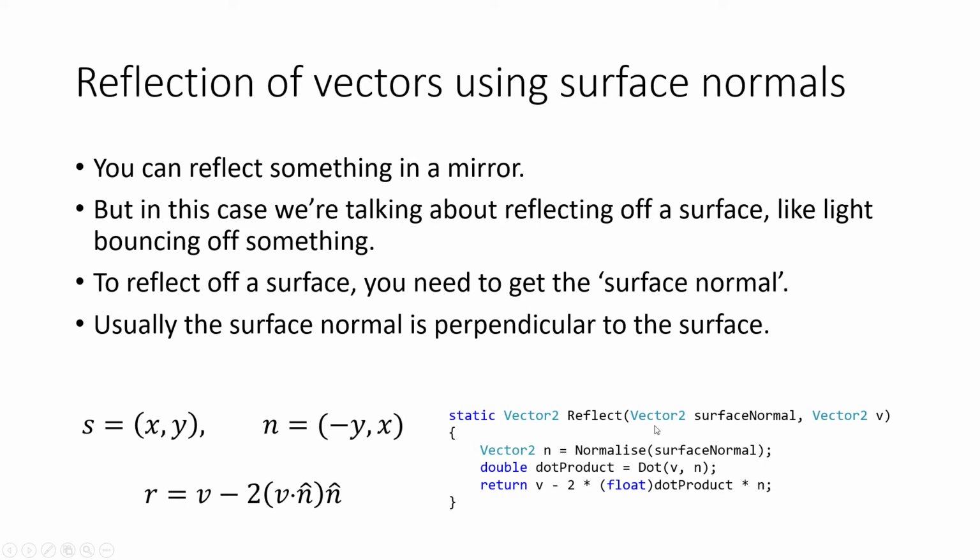So yeah, here's a code that does something similar. Take the surface normal, so I assume we've done that bit already, and an incoming vector. Normalize the surface normal, that gives us n hat. Do a dot product between v and n hat, that's that part there, and then we return v minus 2 times that dot product times n. And that's how to reflect a vector.